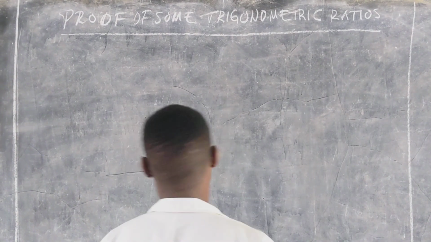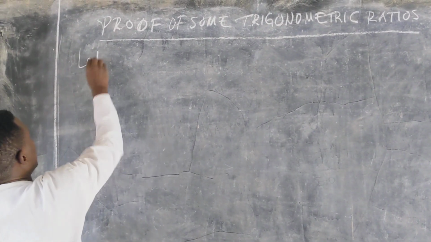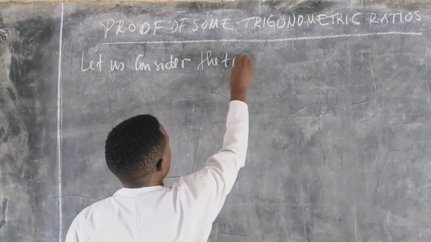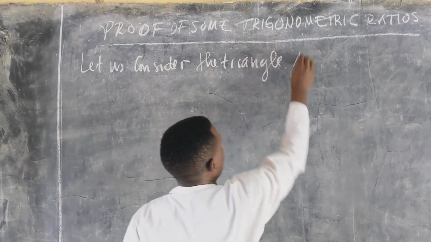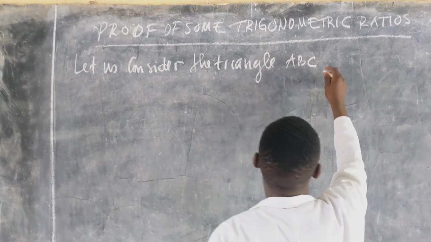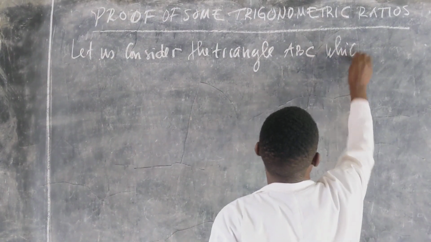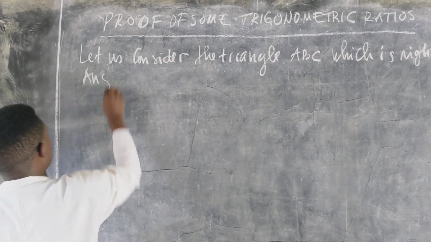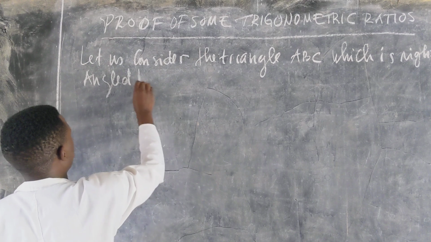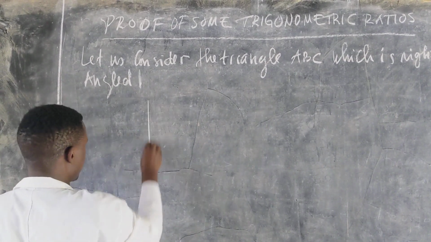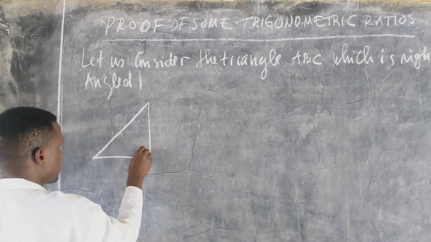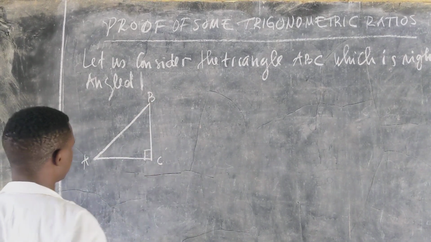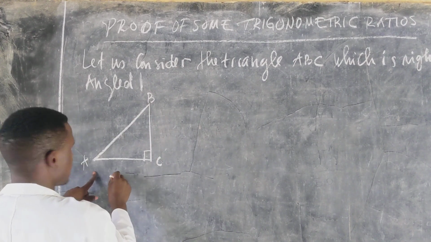So now let's start. Let us consider the triangle ABC, which is right angled. So we have the triangle ABC.